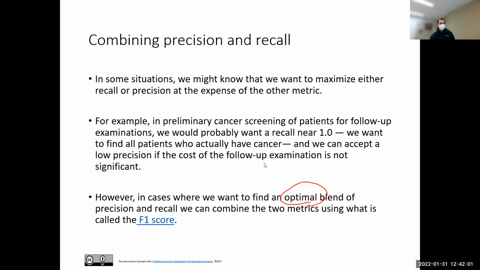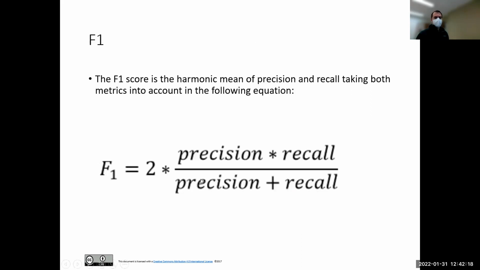Okay, what was I saying? We were talking about the F1 measure. In cases where we want to find an optimal blend of precision and recall, we can combine the 2 metrics using what is called the F1 score. It's a combination of precision and recall. The F1 score is defined as the harmonic mean of precision and recall, taking both metrics into account in the following equation.